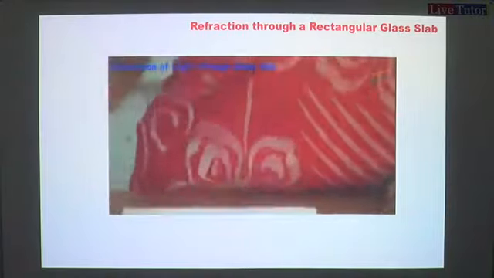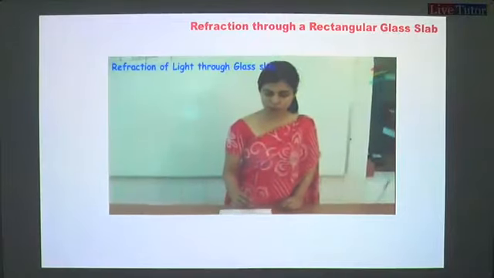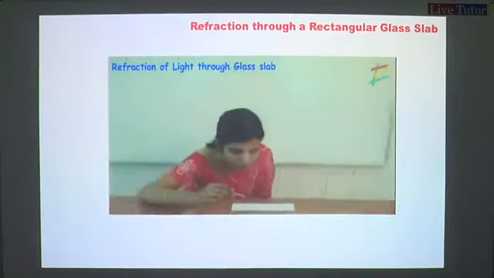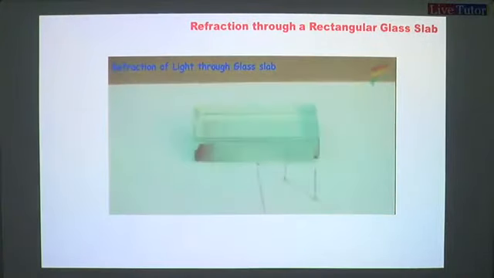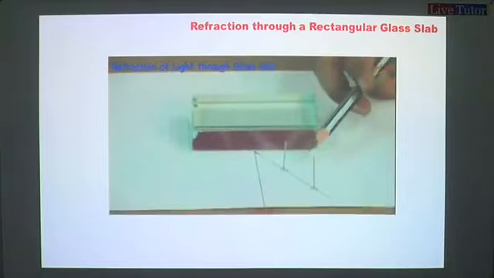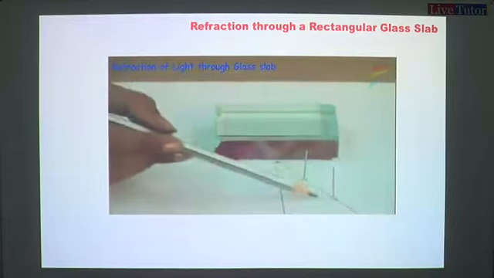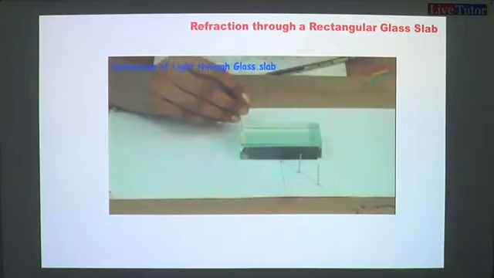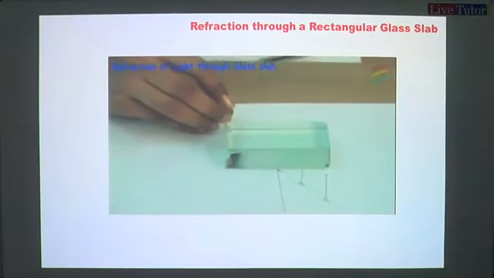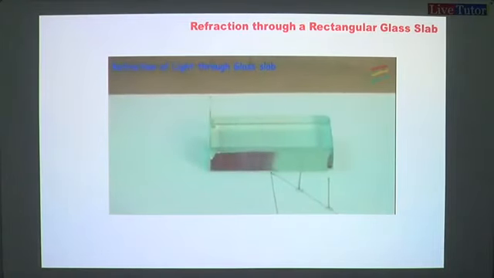Now we have to observe these two pins through the glass slab. To do so, you have to bend a little and observe the position of the pins. Wherever the images of these two pins will fall, you will have to place a third metal pin after the images of these two pins. So I have put the third metal pin here.